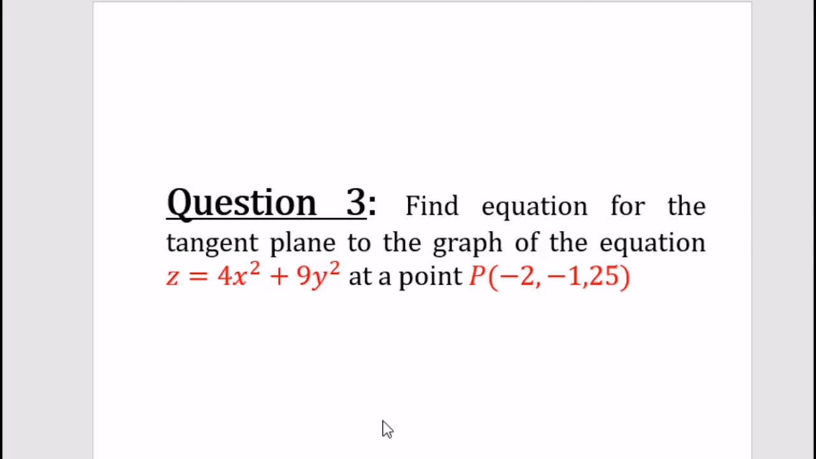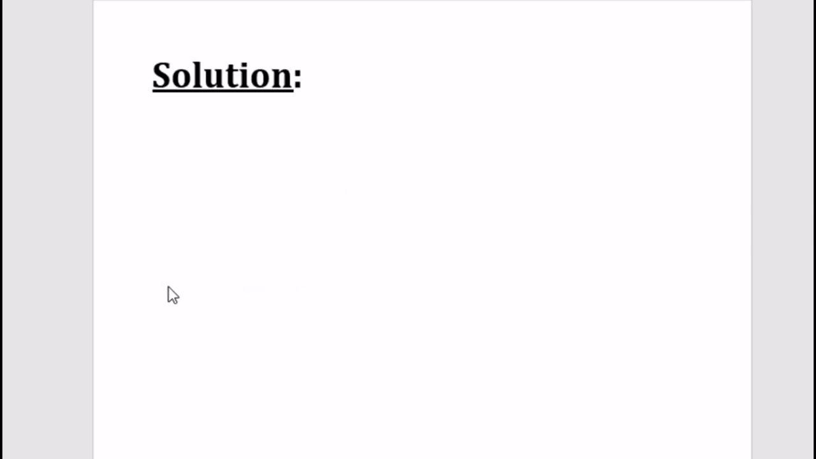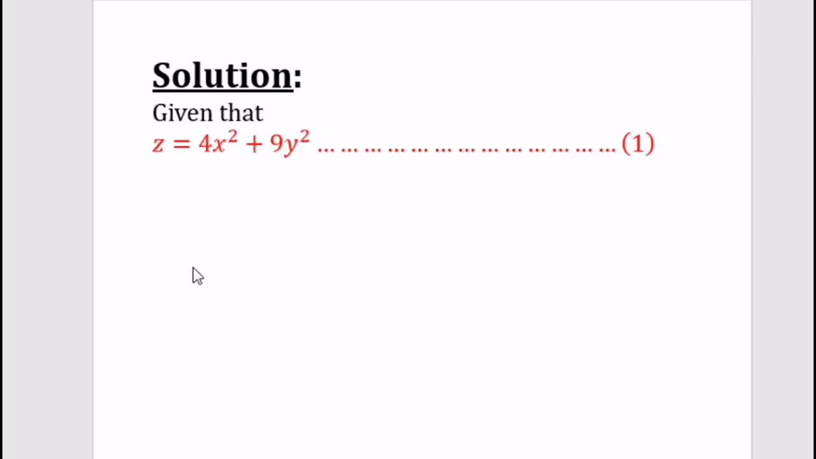Our next question is question number 3. Find the equation for the tangent plane to the graph of the equation z is equal to 4x squared plus 9y squared at a point P(-2, -1, 25). Now we see that we have an explicit function in terms of x and y for z. So we start the solution by saying that z is equal to 4x squared plus 9y squared as equation 1. Now we need fx at P, fy at P, that is zx at P and zy at P.